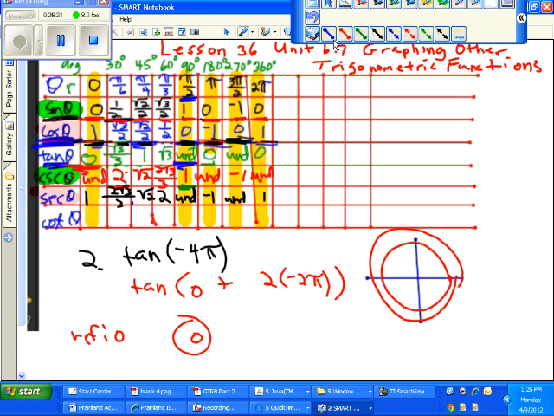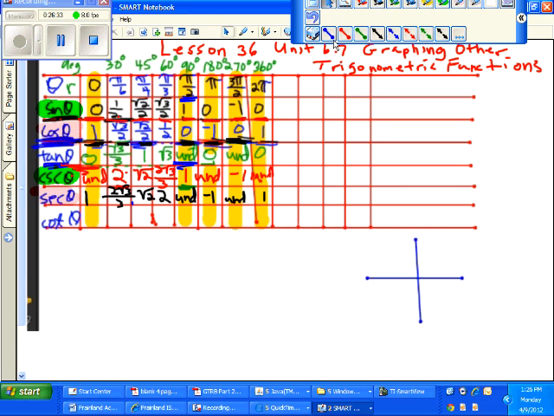You understand that? Okay. All right. Number 3. Number 3, we have secant 9 pi over 2.